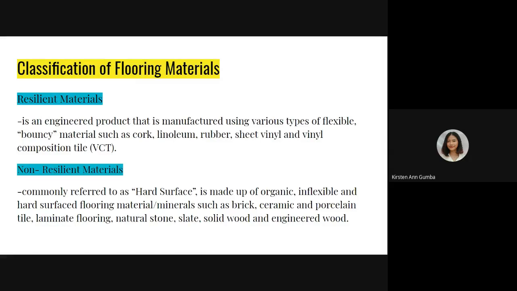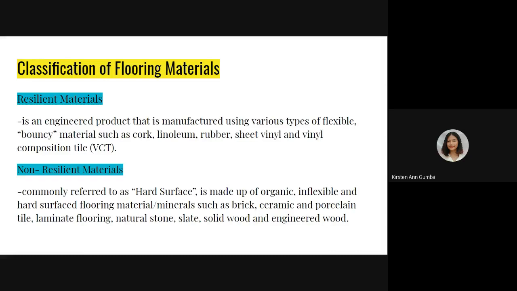So these types of floors usually have a bit of cushion underfoot and they provide sound dampening. Some examples of resilient materials are vinyl tiles, vinyl planks, sheet vinyl, linoleum, and cork flooring.